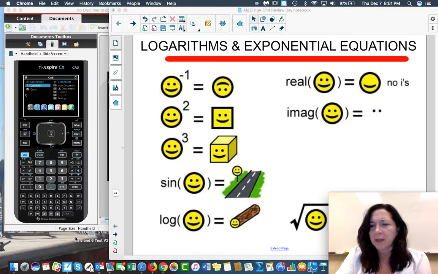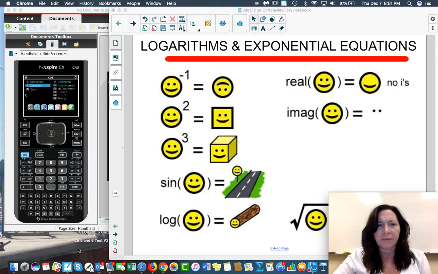Hi, everyone. Today we are going to go over logarithms and exponential equations. I have a different screen here because I'm going to be using the calculator and try to show you how to come up with some exponential equations based on some data that you are given. So let's get started.